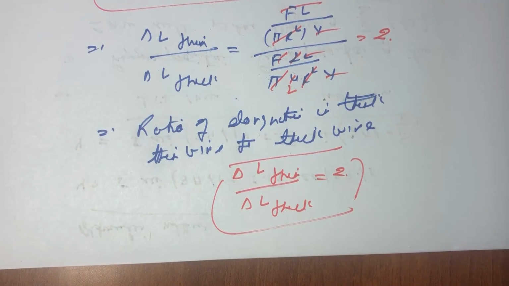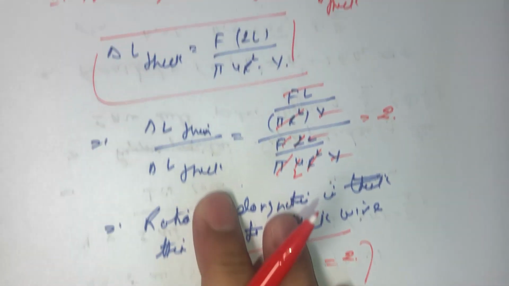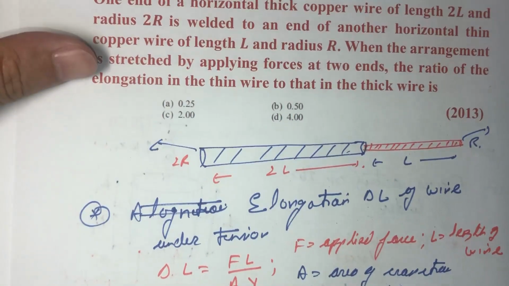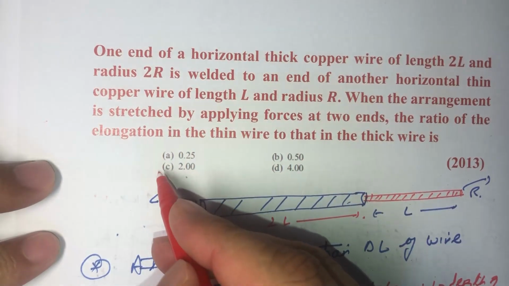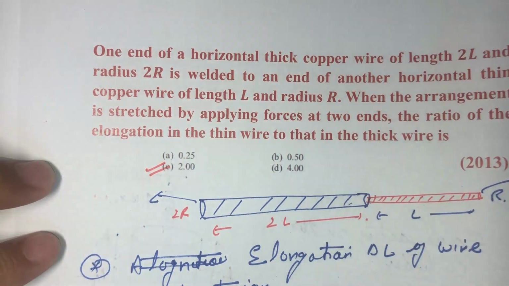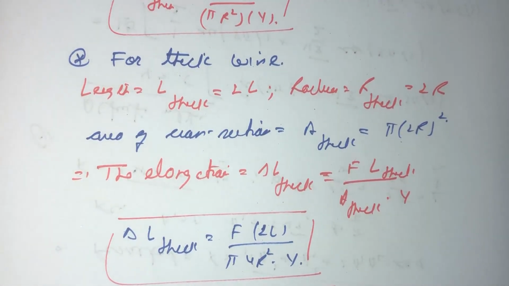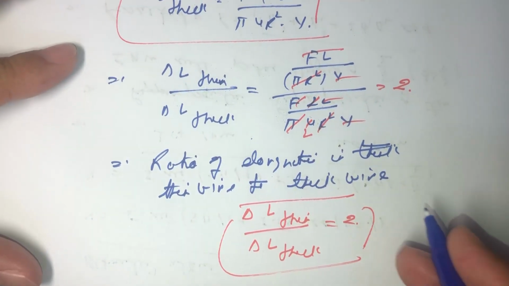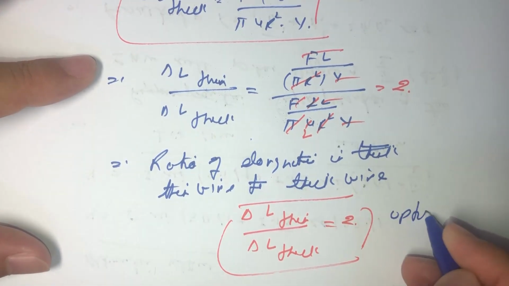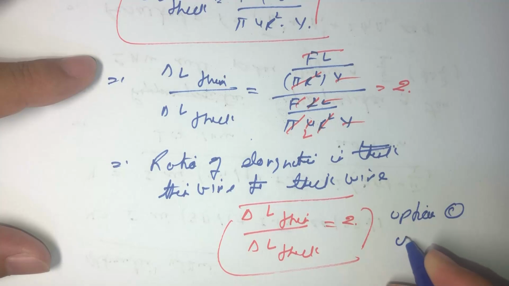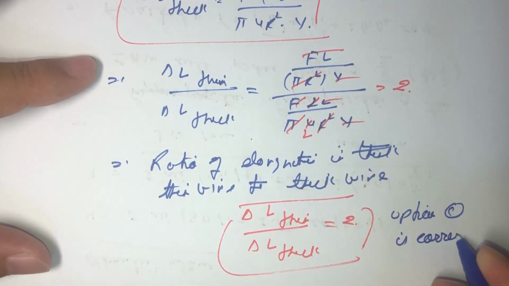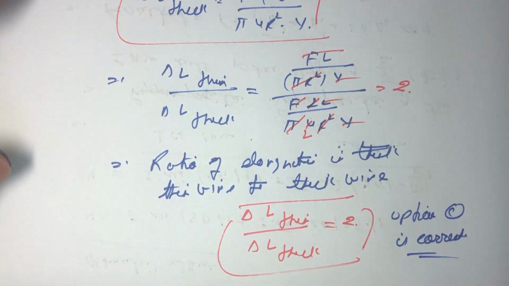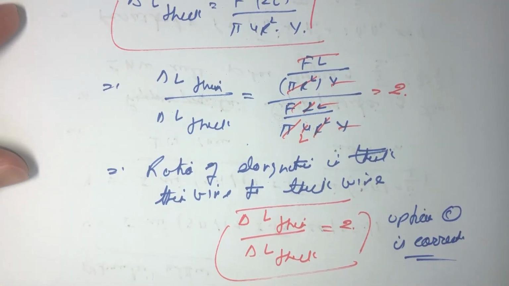So the options available to us is, we can see that option number C is the correct one. So you can write that option C is correct. So this completes the question. Thank you.